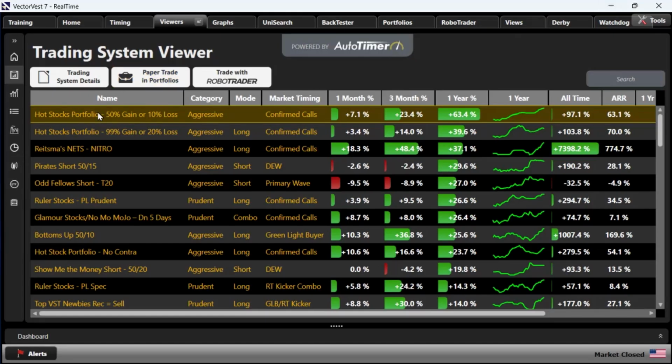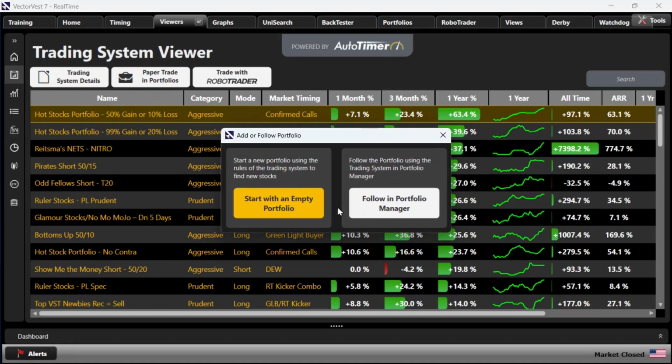Let's now convert this trading system here. It's an automated trading system, and I just showed you the trading system details. That's the information that you can get here from the trading system viewer. I like to take these trading systems and convert them into portfolios so I can begin to track them in real time. So if I go to paper trade in portfolios, we have two options here. Start with an empty portfolio. That's going to clean the slate. It's going to take all the stocks that are currently being held here and remove them and just start fresh. I would recommend not doing that at this time.